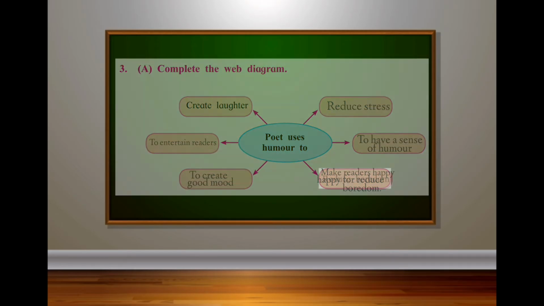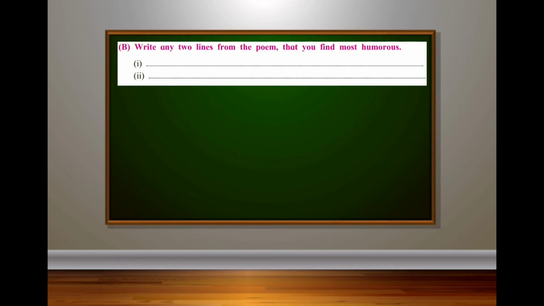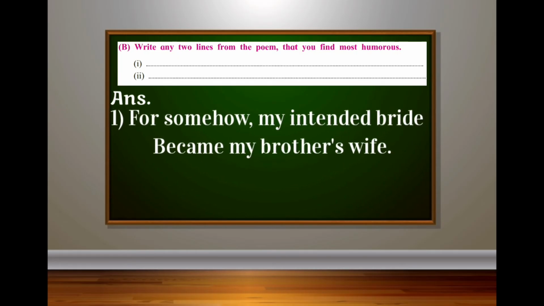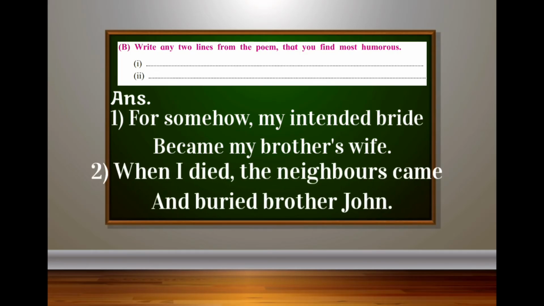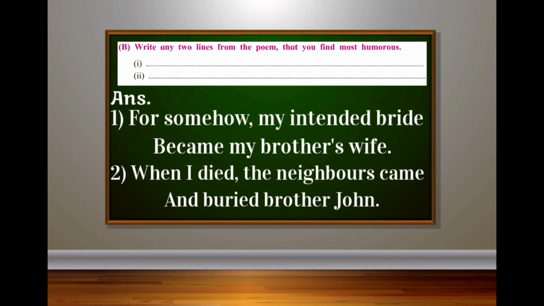Next question. Write any 2 lines from the poem that you find most humorous. Number 1. For somehow my intended bride became my brother's wife. Second, when I died, the neighbors came and buried brother John.